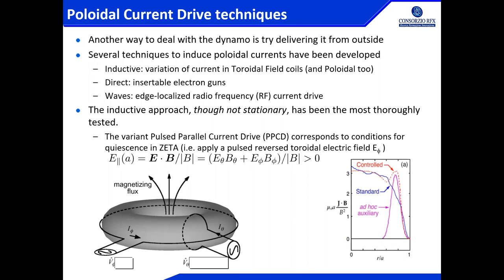Recognizing the fact that there were no poloidal currents, some experimental techniques have been tested just to see if we can replace the missing current from outside. It has been attempted by our colleagues in MST in Madison to use the inductive field to induce poloidal current, or using insertable electrical guns or waves. And the idea is just depicted here. So if you drive some parallel current and you change the mu, so the parallel current, in principle, you can try to mimic what was actually done by ZETA, basically. So they reversed the poloidal field and the toroidal field. And this is what the PPCD does, I will talk about that later on.